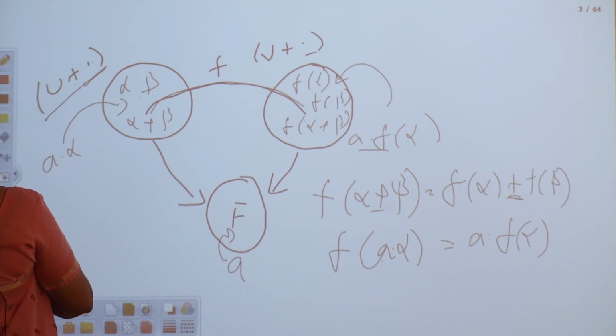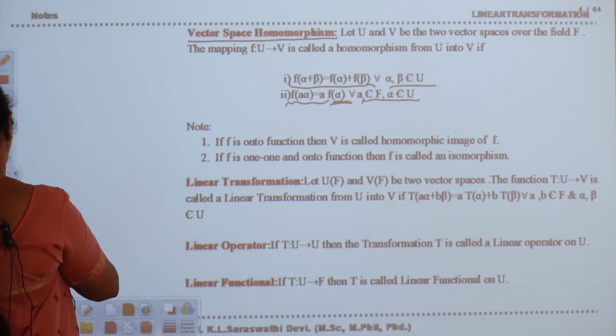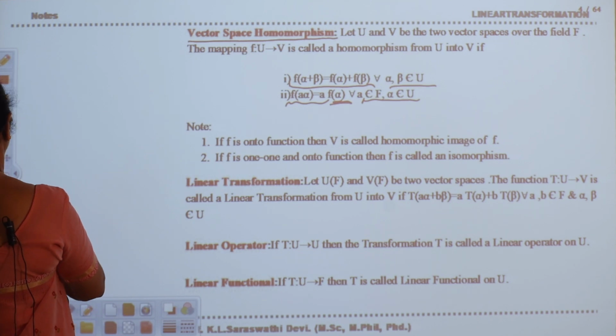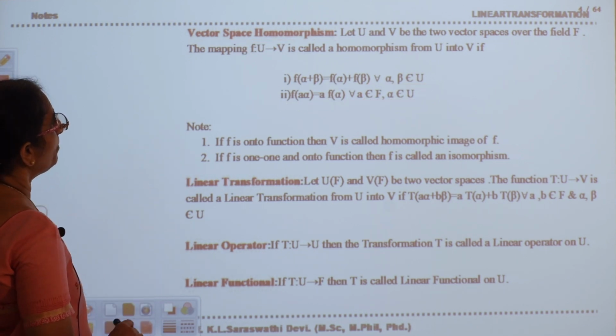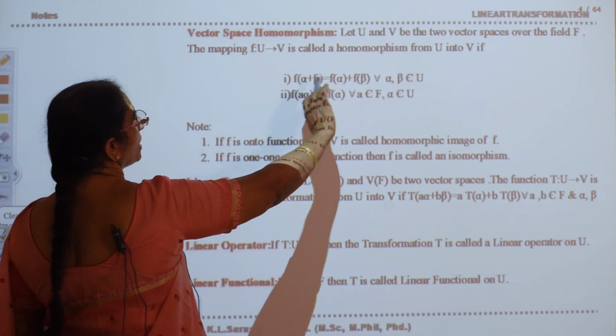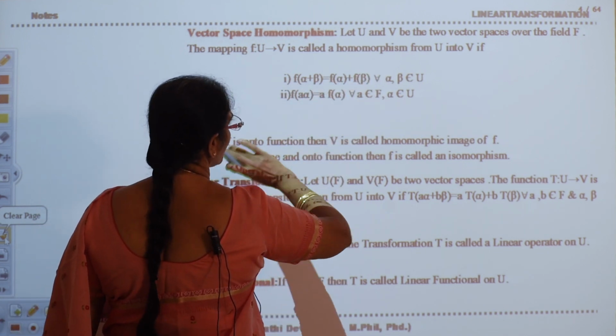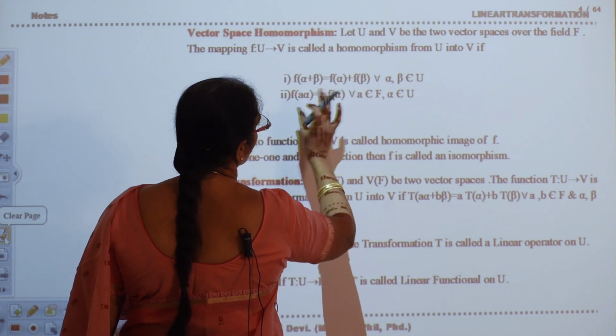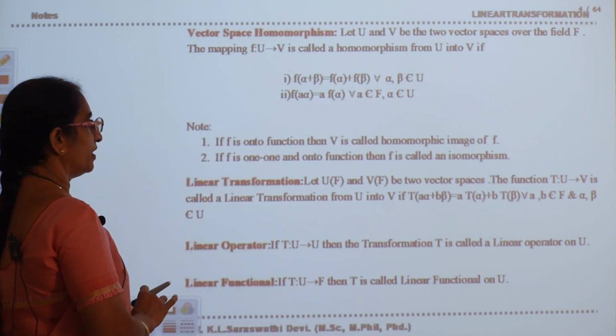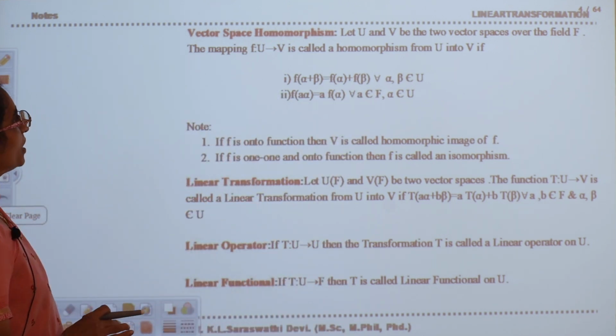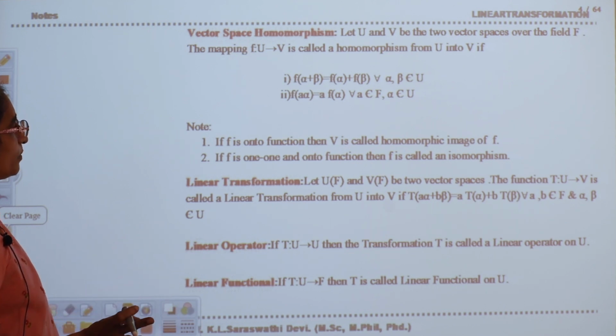Is it clear? Now see the definition. The mapping f from U to V is called a homomorphism if f of alpha plus beta is equal to f of alpha plus f of beta, and f of a alpha is equal to a into f of alpha. Is it? Now you are saying this is a vector space homomorphism.